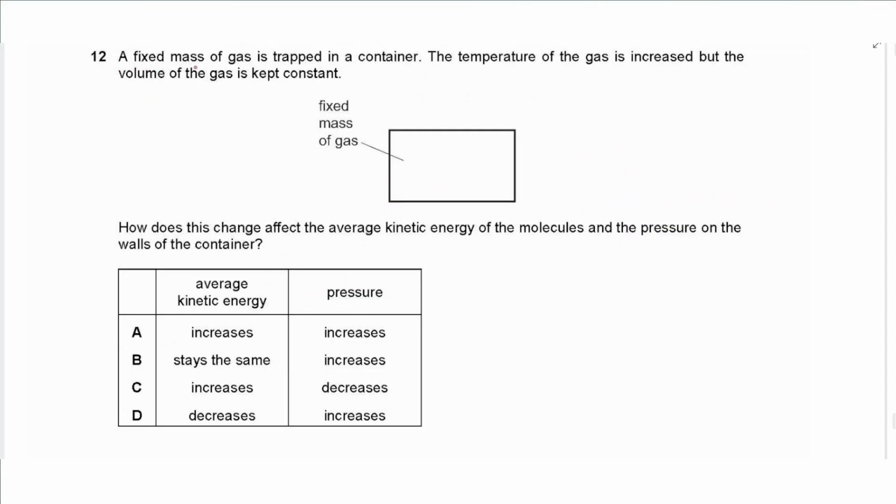Question 12 says a fixed mass of gas is trapped in a container. The temperature of the gas increases, but the volume of the gas is kept constant. How does this change affect the average kinetic energy of the molecules? As temperature increases, the kinetic energy should increase, so it's either A or C. And for the pressure on the walls of the container, when molecules move faster, they collide harder with the walls of the container, and the rate of collision increases. So the pressure should also increase. So the answer is A.